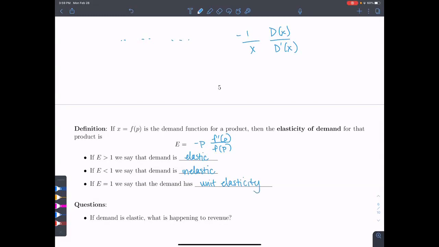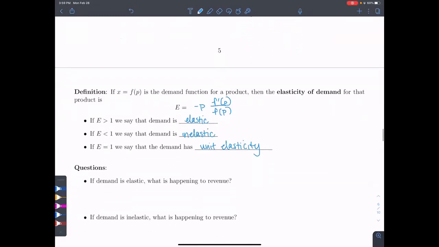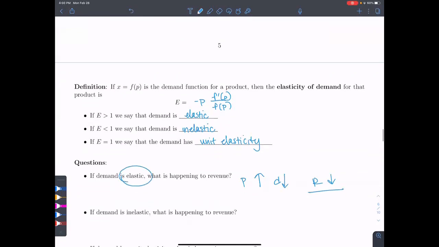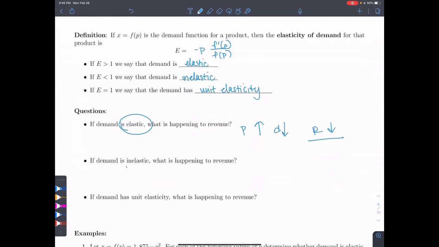So if the demand is elastic, what's happening to the revenue? Price is increasing, revenue decreases. This means price is increasing by a lot and demand changes by a lot. The demand is changing a lot, that means it's elastic, so revenue is going to go down. If demand is not changing that much, demand is staying steady, then the revenue is going to go up when the price goes up.